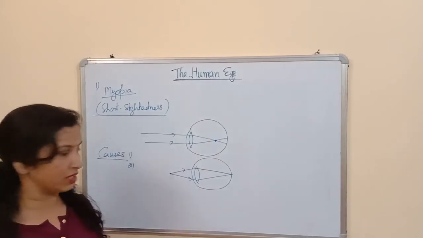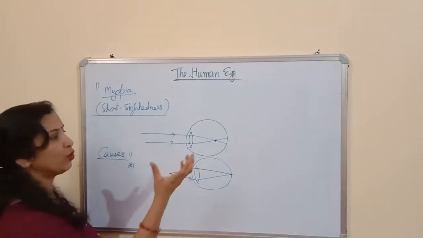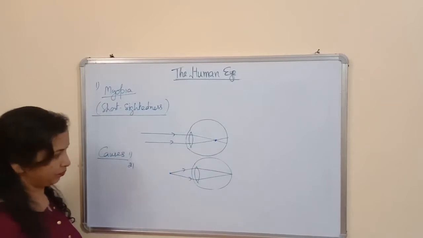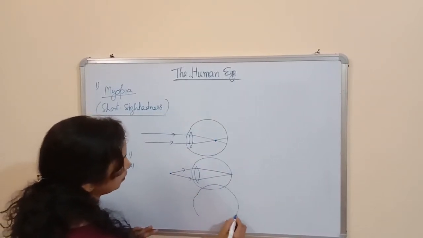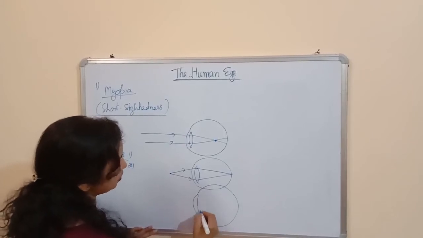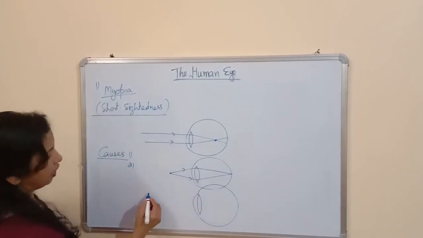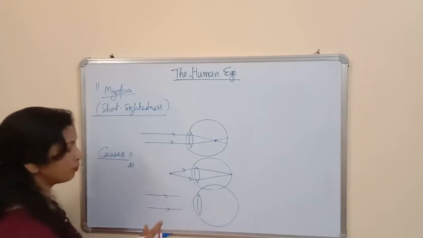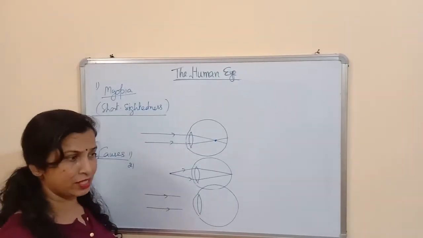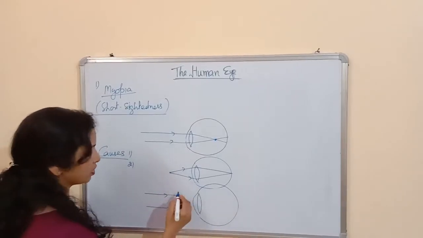How does the concave lens work? Now I'm going to explain how the concave lens works in the case of myopia. So this is the myopic eye. And these are the rays coming from a far object, which is present at a far distance from us.